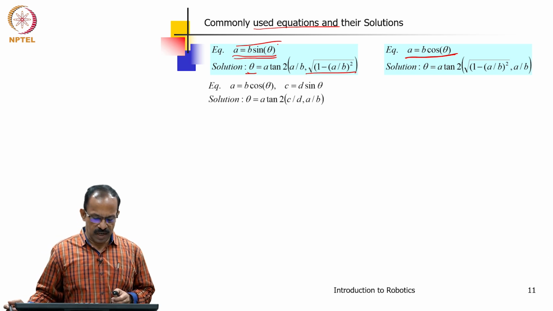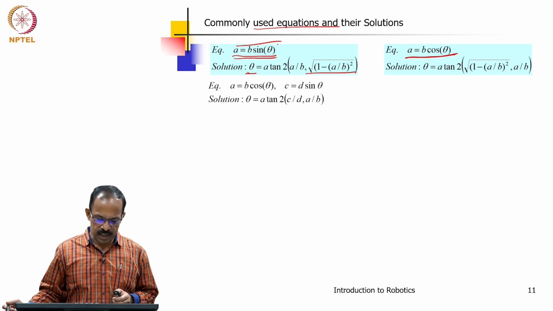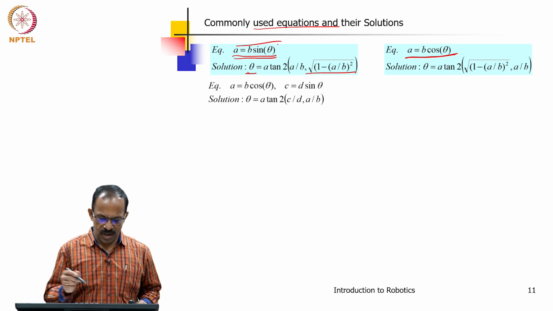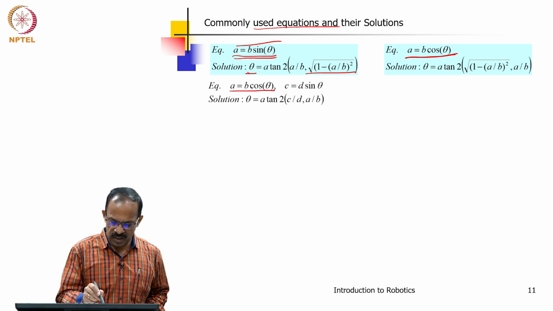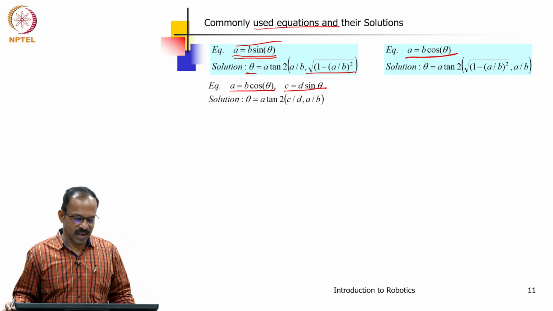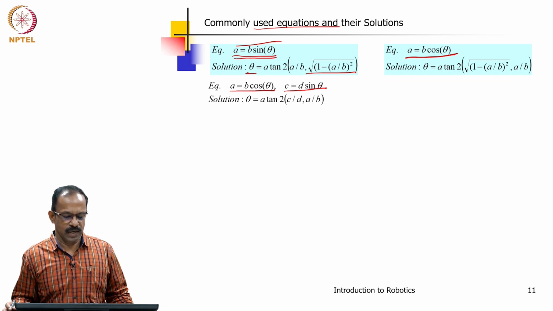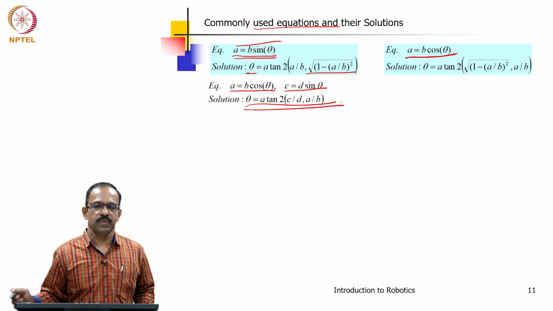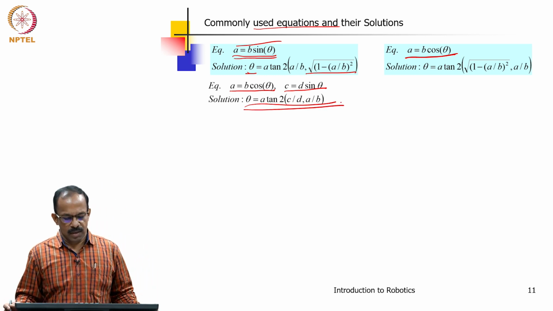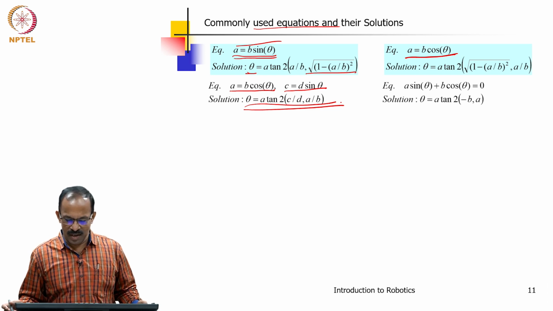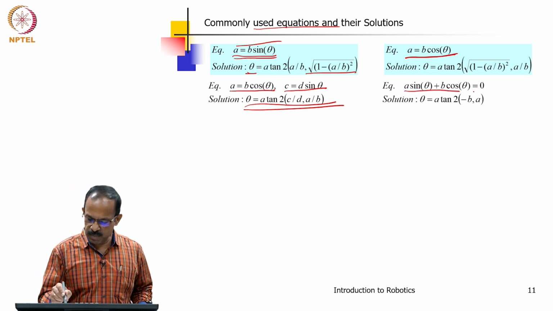Now, suppose we have another one as a = b cos θ, c = d sin θ. So, here a = b cos θ, c = d sin θ. Again we can write sin θ = c/d, and cos θ = a/b. So, we will be getting θ as atan2 in this format. Okay. So, these are all standard formulations.